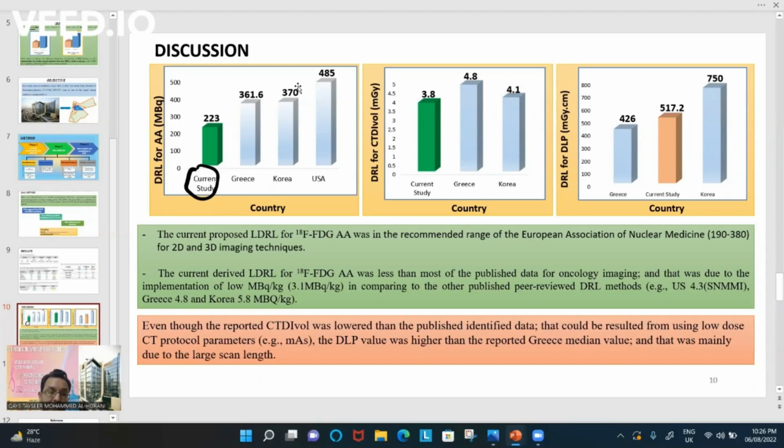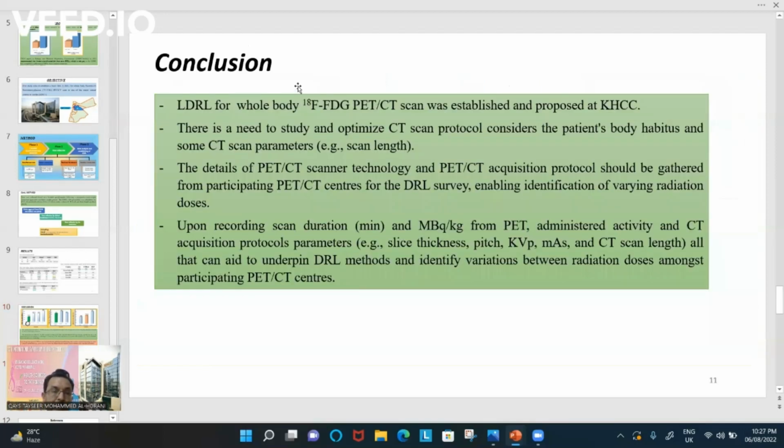As we can see, the activity that we are using in our center is around 3 megabecquerel per kg, while in other studies, for example in the US, because they have their own guidelines, they are using 4.3, in Greece 4.8, and in Korea 5.8. The reported CTDI volume was lower than the published data, which could result from using low CT protocol parameters like mAs. The DLP was higher than the reported Greece median values, mainly due to the large scan length.